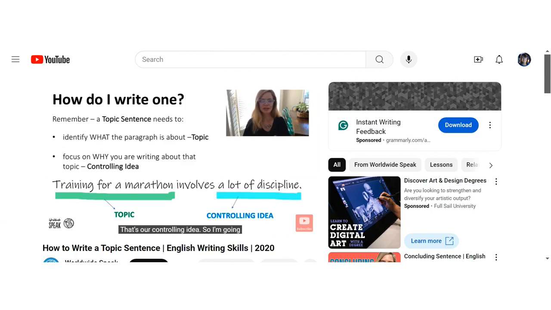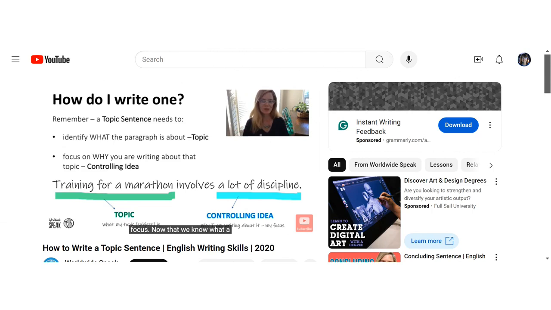That's our controlling idea. So I'm going to tell the reader, hey, this paragraph is about the discipline it takes to train for a marathon. And that's it. I'm not going to talk about the type of equipment you need. I'm not going to talk about the races that you're going to run. I'm not going to talk about famous marathoners. I'm just going to talk about the discipline required for training for a marathon. So you have your topic, and then you have your controlling idea. Your topic is the subject of the paragraph, and your controlling idea is why you're writing about this topic.